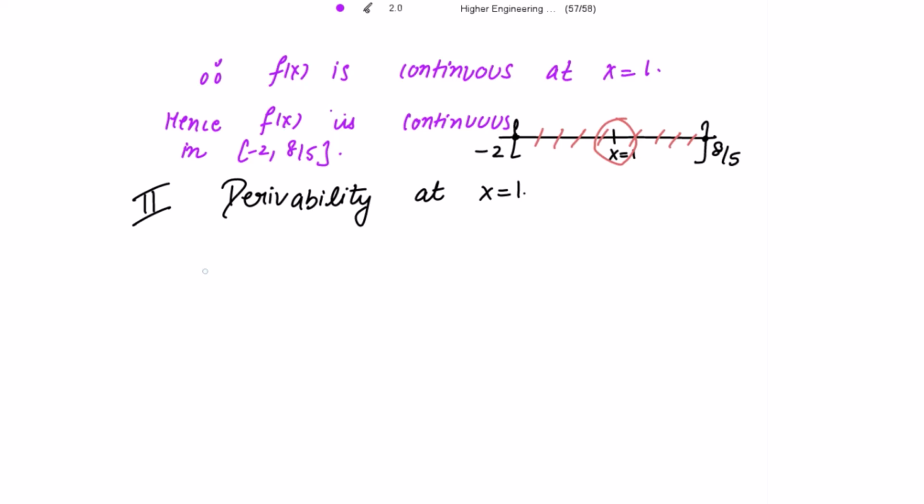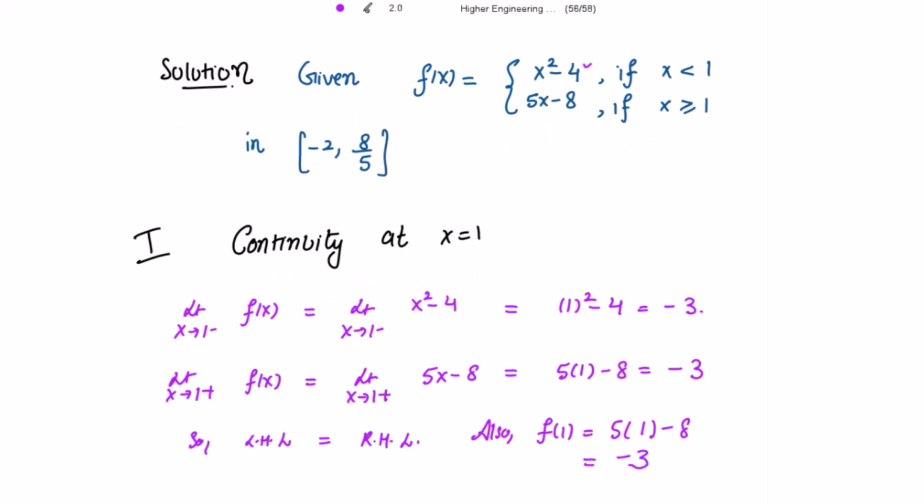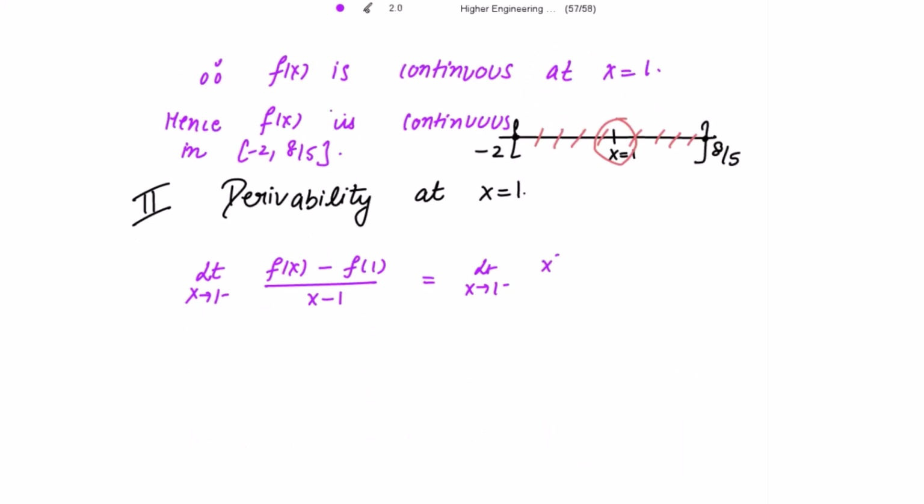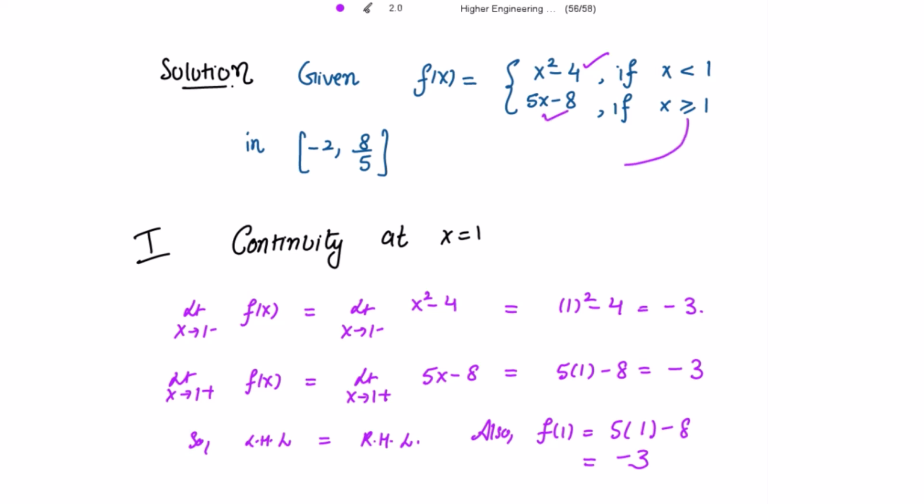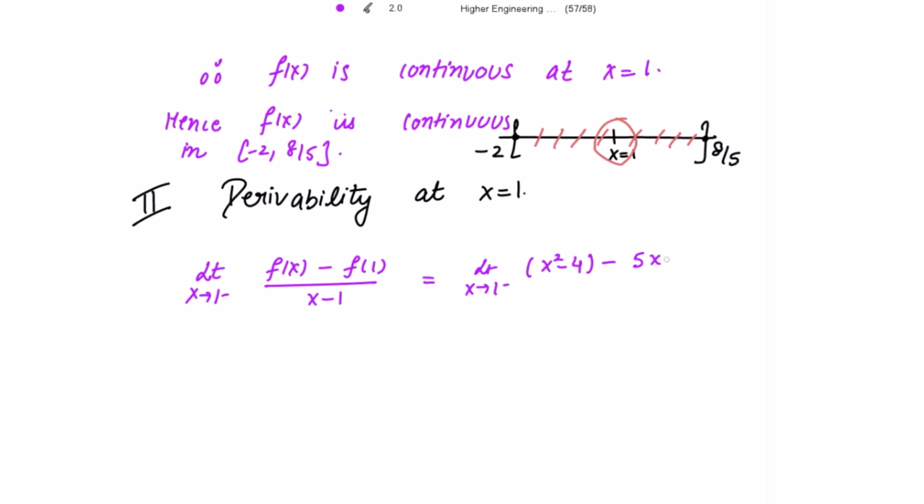So for that, let's find out the left-hand derivative of f(x) at x equal to 1. This is [f(x) − f(1)] divided by x − 1, which is equal to limit x tends to 1 negative. For x less than 1, we have to take this function first, minus f(1). For x equal to 1, we take 5x − 8, and putting x equal to 1 we get 5 − 8, that is −3, divided by x − 1.